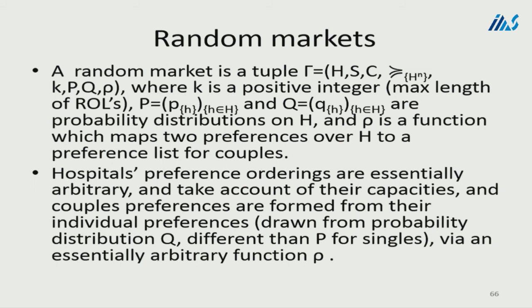So a random market is going to be a market with random preferences. And I'm going to index these markets by their size, by how many jobs there are. And I'm going to let there be couples in this market. The couples are going to have essentially random preferences, but unconstrained. I'm not making assumptions about how couples form their preferences, what they say to each other when they talk.